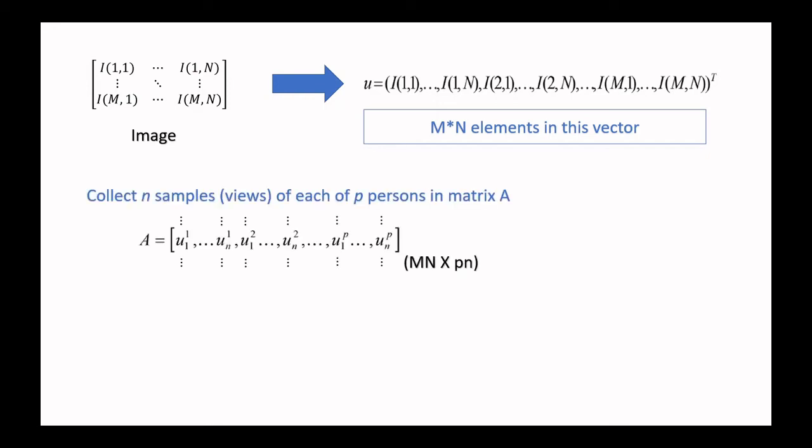If we have p persons and n views of each person, we can form a data matrix A by stacking these vectors horizontally. The dimension of this matrix A will be mn by pn. Next, we can create the correlation matrix L, which is given as A A transpose. This is a square symmetric matrix and its dimensions are mn by mn.